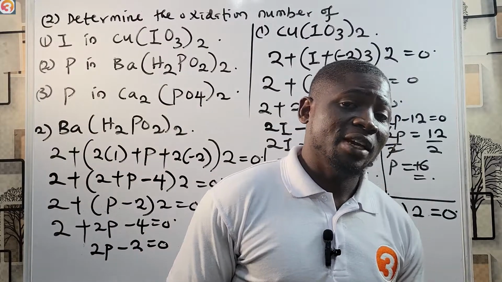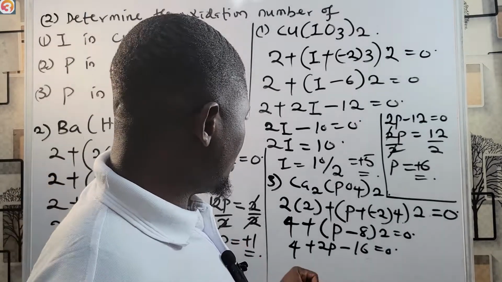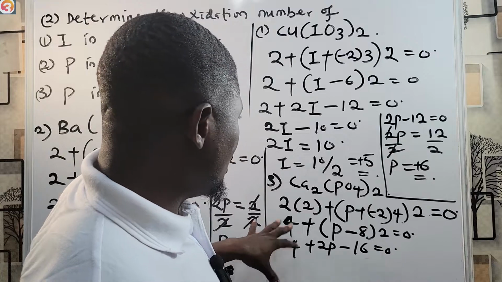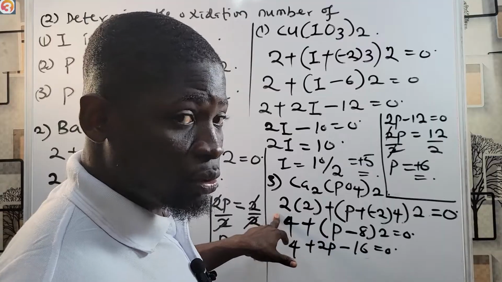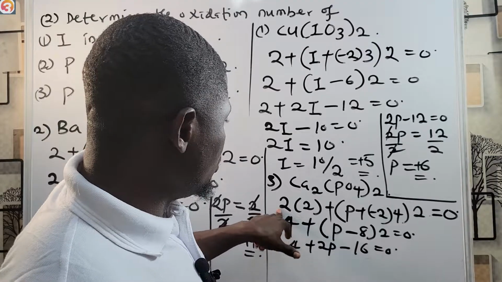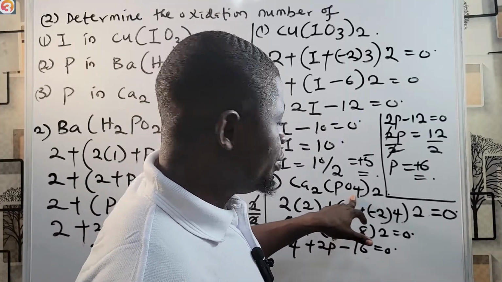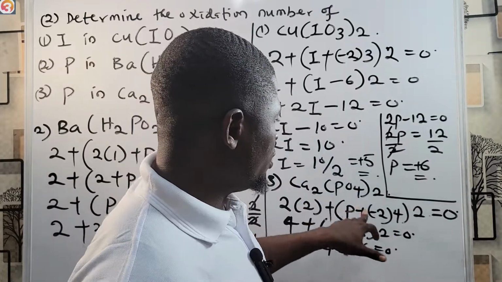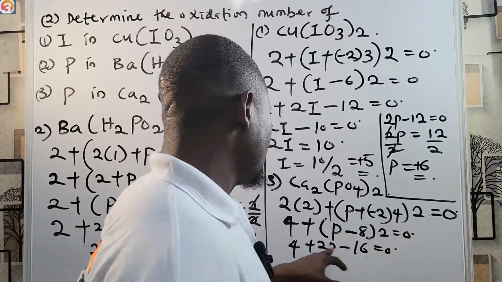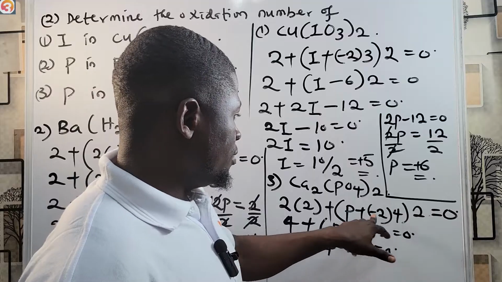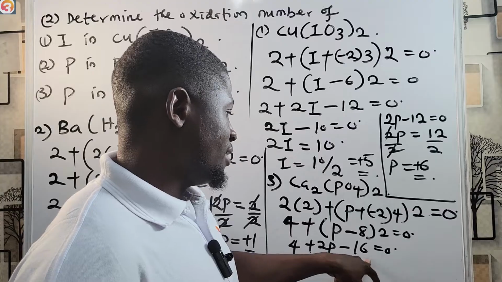So this is very, very easy to do. So sometimes, like right now, I'm feeling something is wrong somewhere, so I need to check back again. Be very sure, right? So Ca is plus 2. All right. 2 times 2, that is 4. Then plus, of course, phosphorus P, PO4. So that means minus 2 times 4. Then everything times 2 equals 0. 4 plus P minus 8, then 2 is equal to 0. 4 plus 2P minus 16 is 0.